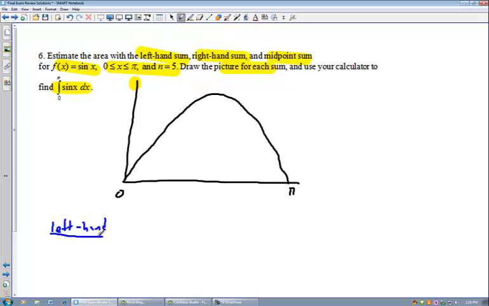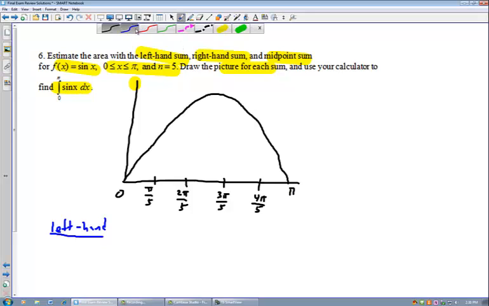So for the left-hand sum, we're going to need 5 rectangles. Let's split this into 5 pieces. So how do you divide 0 to pi up into 5 pieces? Divide pi by 5. So you have 1, 2, 3, 4, 5 pieces. And so this will be pi over 5. This will be 2 pi over 5. So each time I just add pi over 5. 3 pi over 5. 4 pi over 5. And the next one will be 5 pi over 5, which is exactly pi.